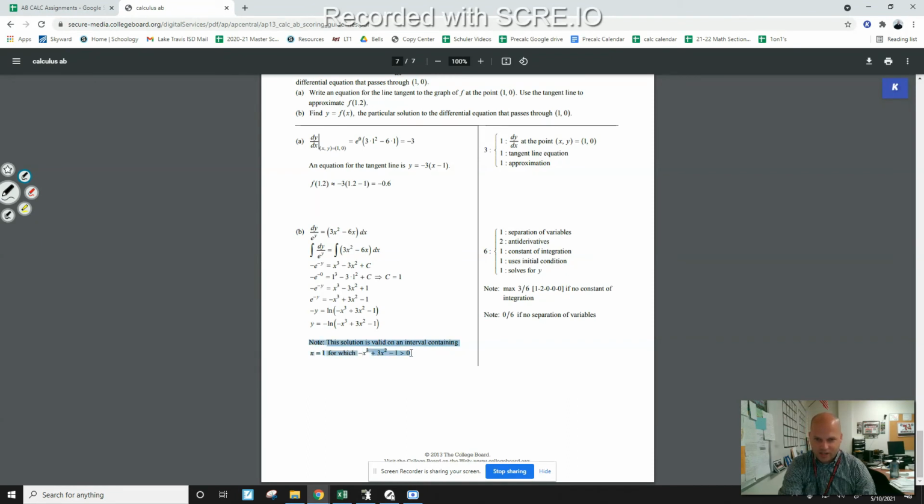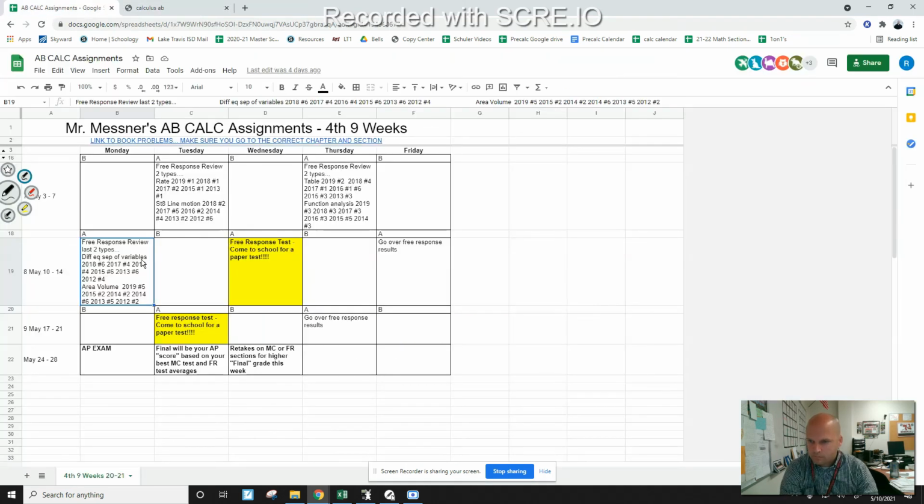And now look, they're saying, oh, note this solution is valid on an interval containing x equals 1 for which this is greater than 0. That's like a domain question that they got strict about at some point. But it doesn't matter. They don't ask that. You don't need this. Okay. 2012, number 4, last one.